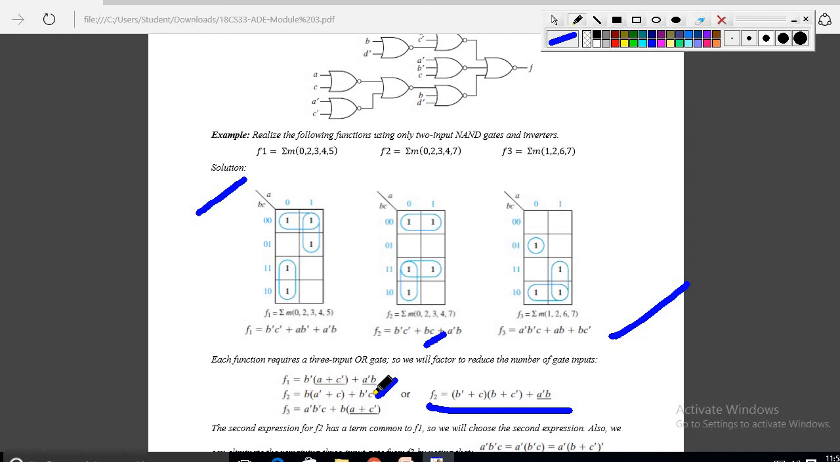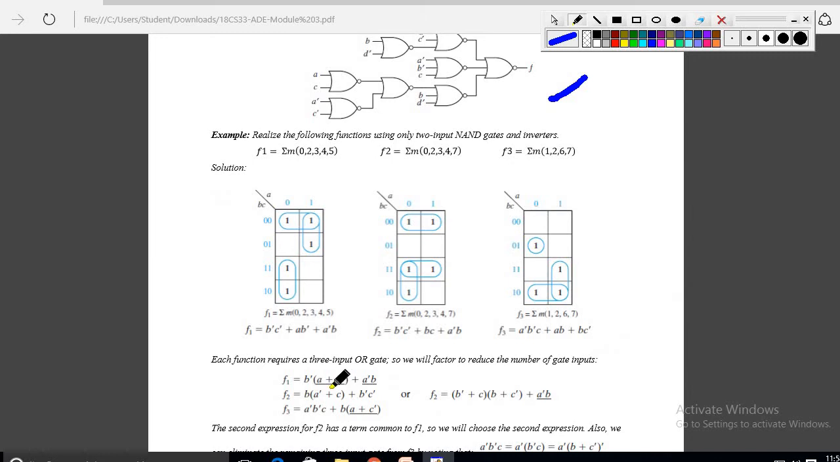Okay, then a bar b plus bc plus bc plus b bar c bar. Is it clear? So a bar b bar is kept as it is, so this bc, and so see here I will write once again this expression.